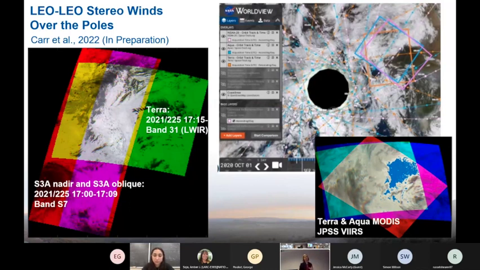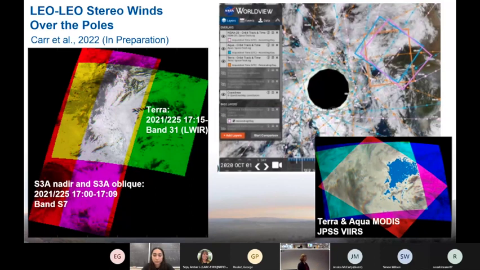Because we have a lot of overlapping regions over the poles, we'll be able to have retrievals multiple times a day, not just once or twice or 4 times a day, much more than that, especially if we add Sentinel. This is what the picture looks like for Terra, Aqua, MODIS, and VIIRS. The blue and aqua are the MODIS, and the pink reddish one is the VIIRS. And here on the left, we have another scene using Sentinel-A, the nadir and oblique views, along with Terra. You can imagine all the different combinations with all these LEOs.